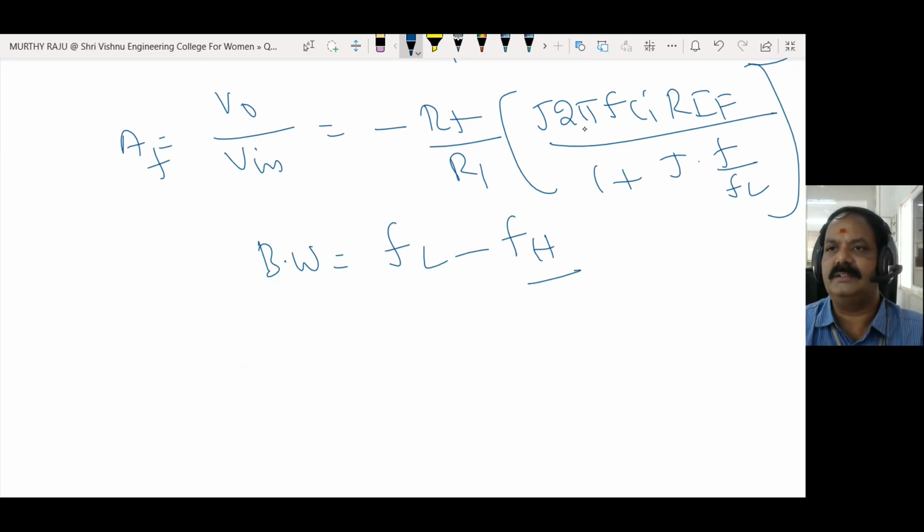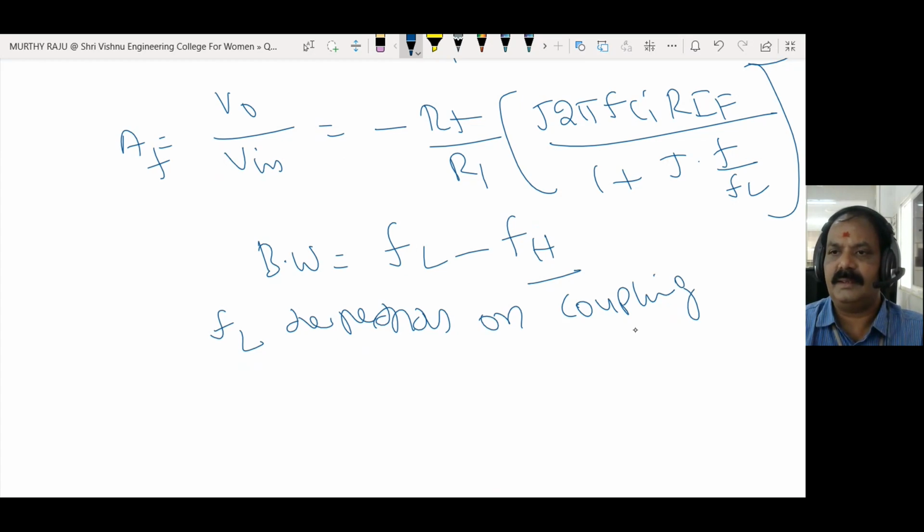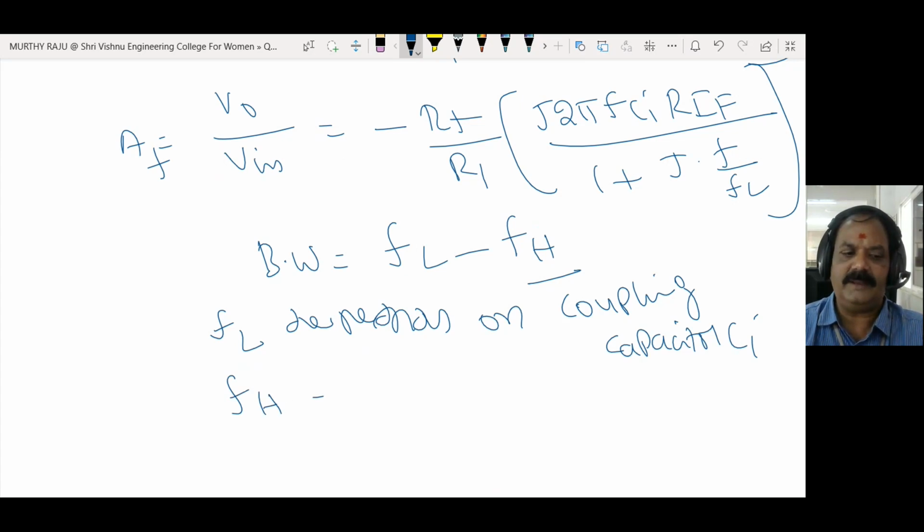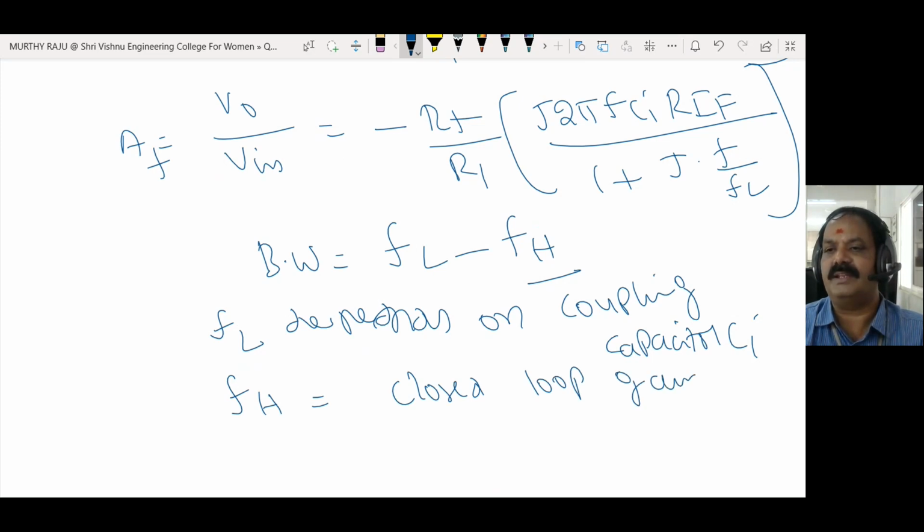AF is equal to minus RF by R1, j 2 pi f CA RIF by 1 plus j f by FL. FL depends on the coupling capacitor CA. FH depends on the closed loop gain of the op-amp, that is AF.